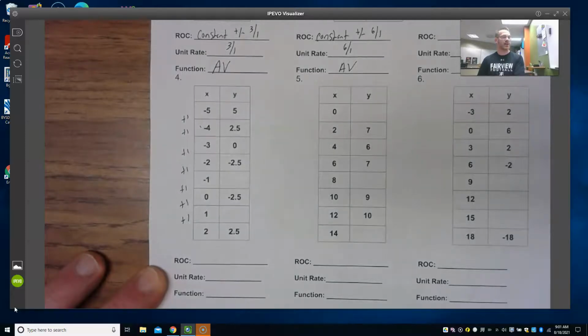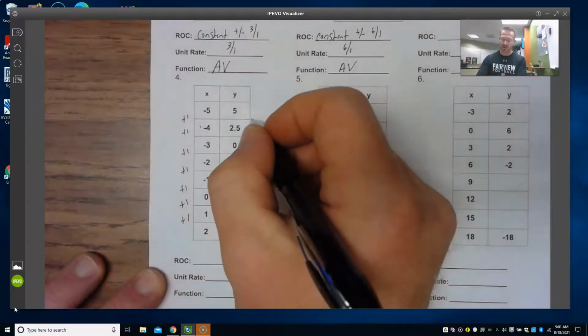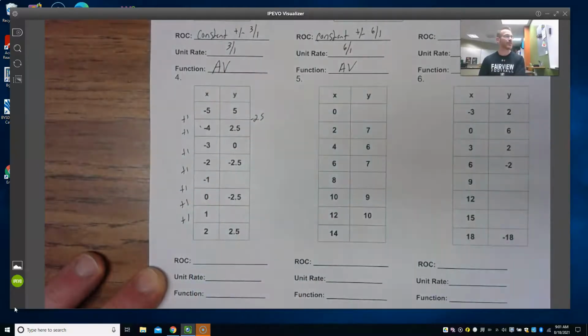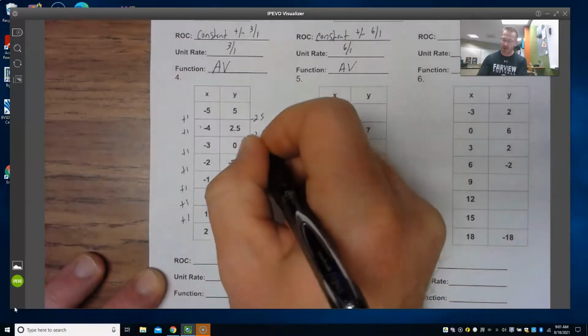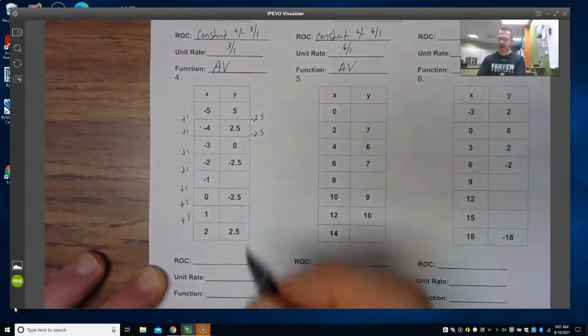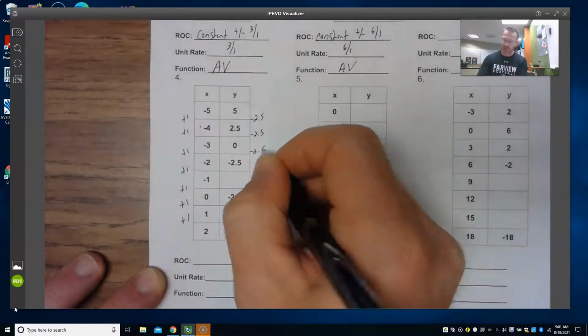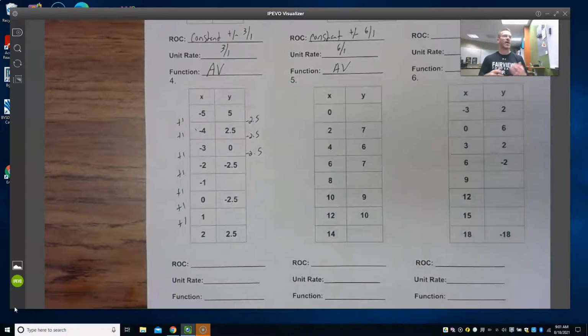Now let's see what's happening here. 5 to 2.5, I go down 2.5. 2.5 to 0, I go down 2.5. 0 to negative 2.5, I go down 2.5. So right now it looks like it's linear, right? Negative 2.5 to 1, negative 2.5 to 1, negative 2.5 to 1, right? It looks like it's constant.